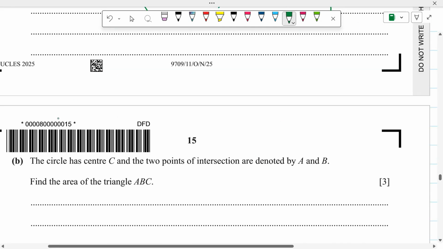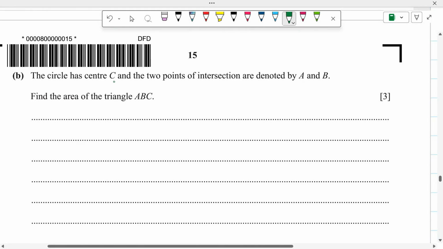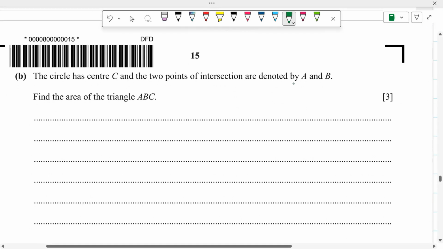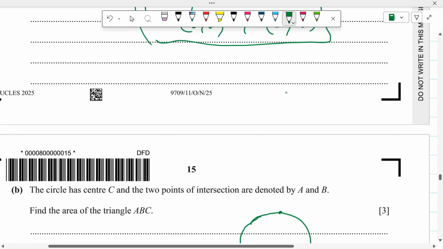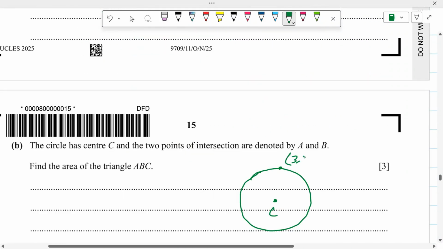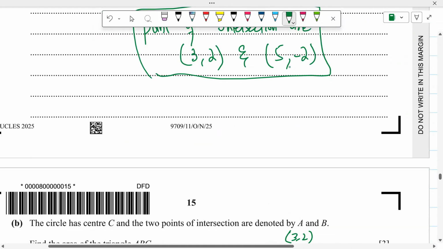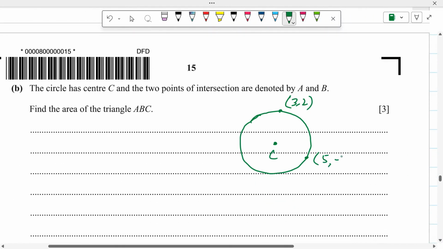Now let's move to part B. The circle has the center C and the 2 points of intersection are denoted by A and B. Find the area of the triangle ABC. This is a circle and this one is C, and we have the point of intersection A which is (3, 2), and this one is B, (5, −2).